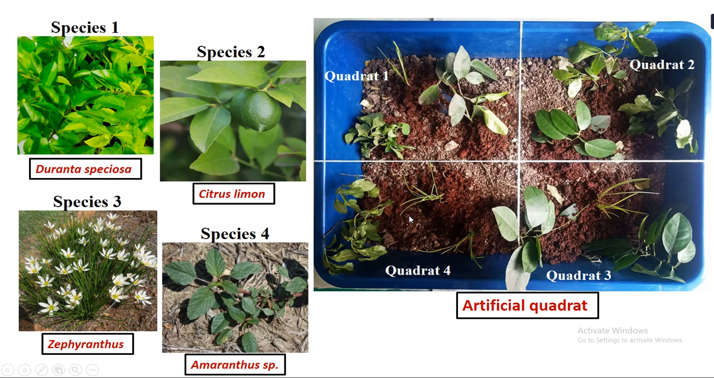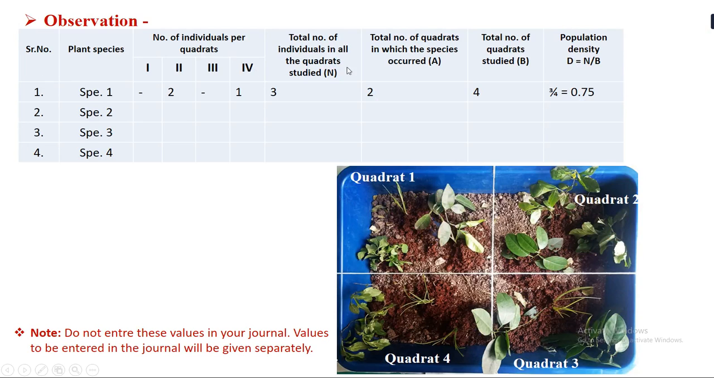Let us start with this experiment. Let us start studying these species and record the data, and then we will calculate the population density of each of these species in these quadrants. I have already made this observation table where I have already written the data, and I have also done the calculation of the first species for you all to understand it.